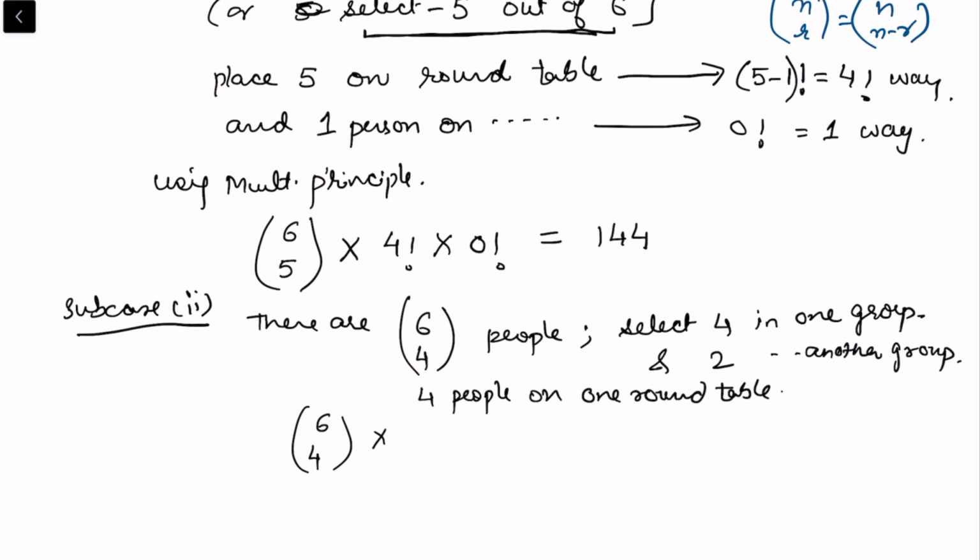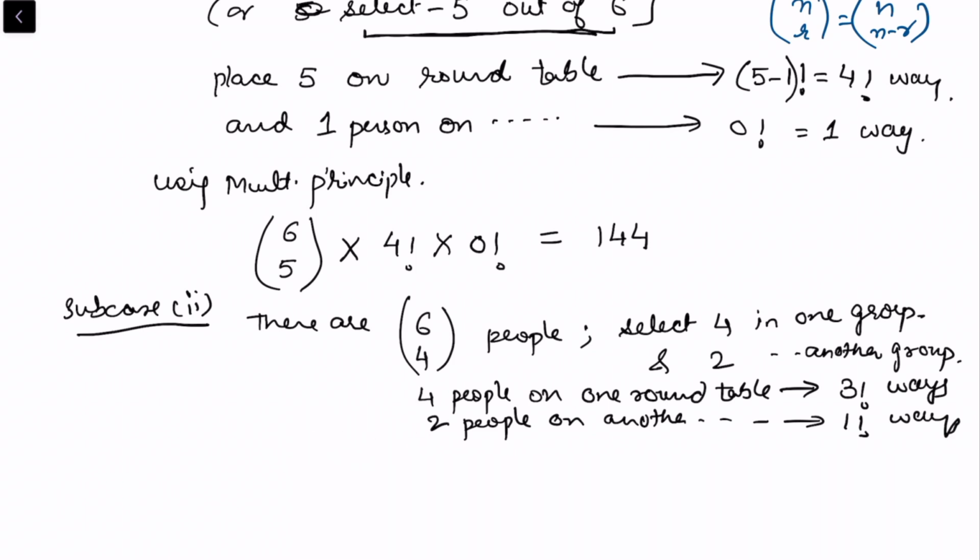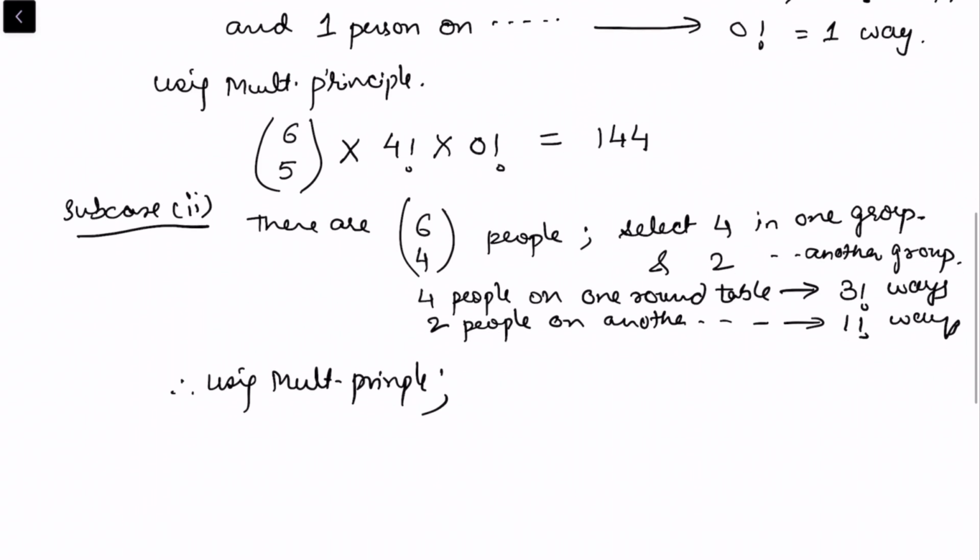will take 4 minus 1, that is 3 factorial ways, and 2 people on another round table will take 2 minus 1 factorial, that is 1 factorial ways. So we will again use the multiplication principle, and so here we'll say using multiplication principle we will again multiply in the similar way as we did in the first sub case. So we'll have 6C4 into 3 factorial into 1 factorial, and that makes 90.